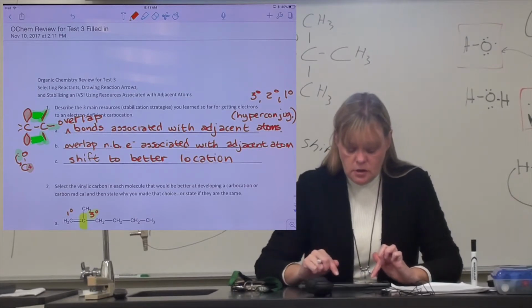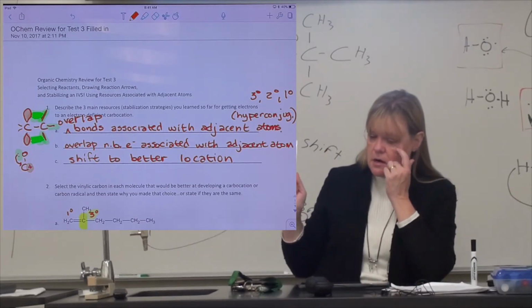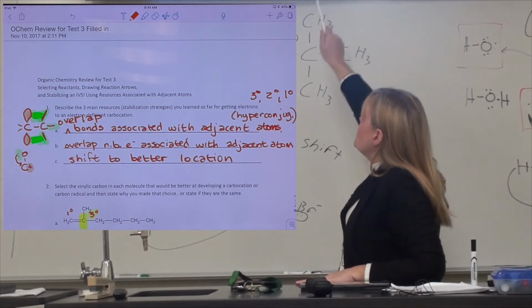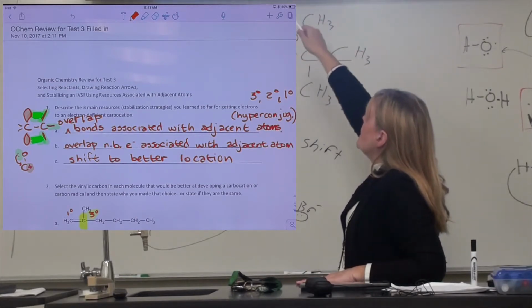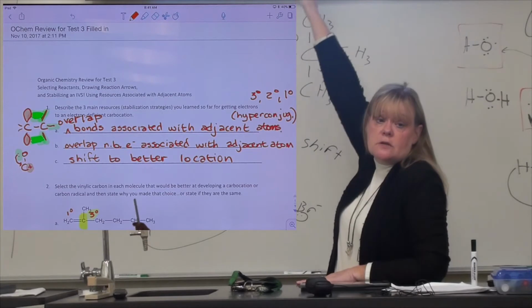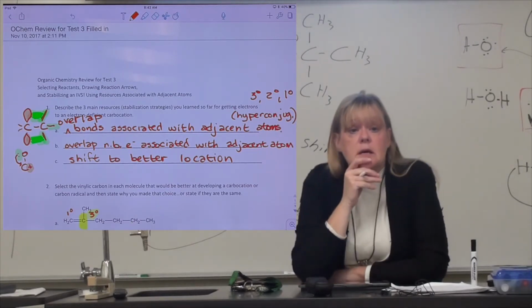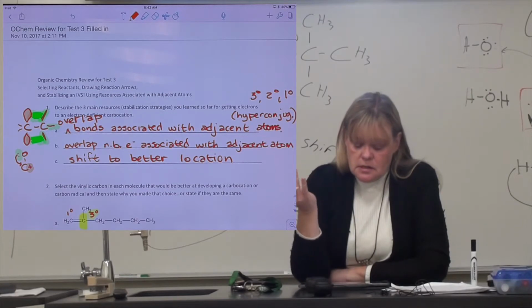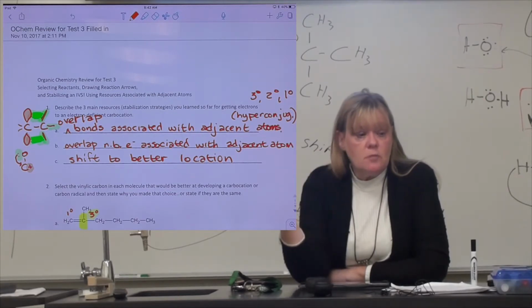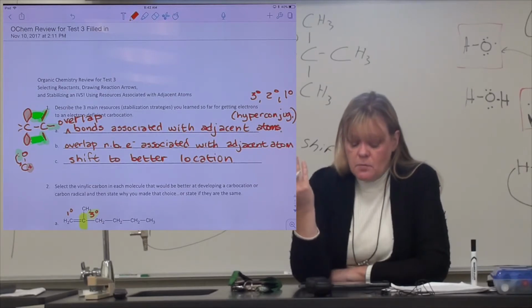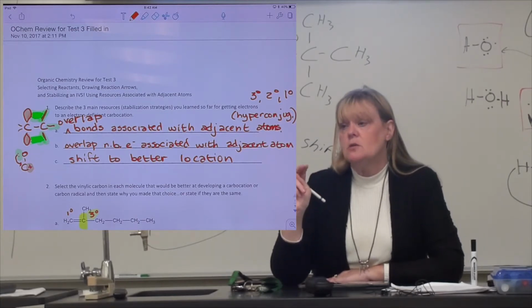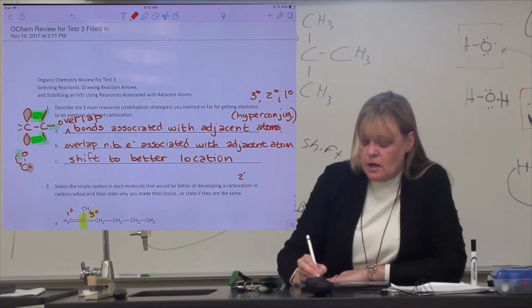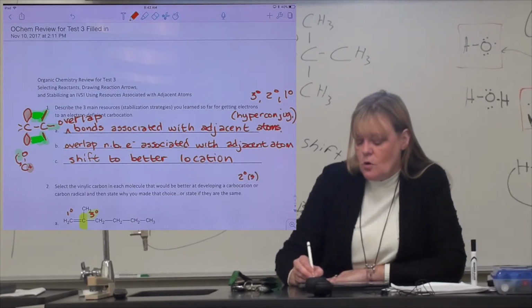All right, and so you can already see on the next one, since I can't scroll any farther to make that go off screen, when you're selecting the vinylic carbon that would be better at developing a carbocation or carbon radical, you're looking at those 3 different stabilization features. And so since the hyperconjugation, you're looking at tertiary, secondary, primary, that one is pretty easy for you. But then for B and C that I have here with overlapping non-bonded pairs or shifts, then you're looking at the notations that I was showing you, like where you have secondary with a possibility for a shift, or a secondary with a non-bonded electron pair next to it.